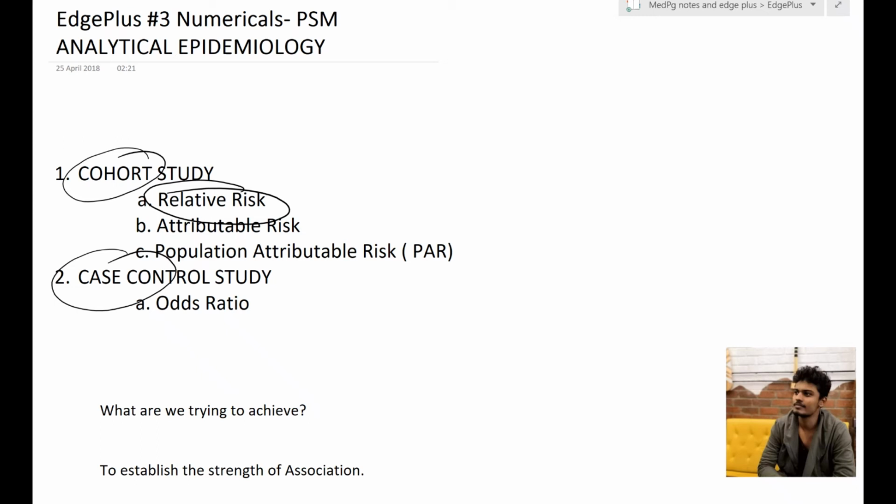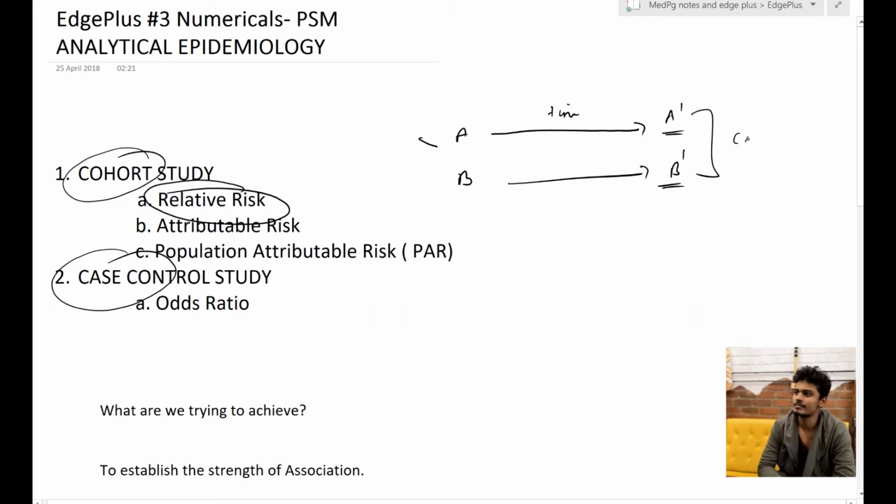Both populations may reach the end point, that is the disease called lung cancer. So you take two particular populations, population A and population B, and follow them up through a time period, to the outcomes at A dash and B dash, that is A to A dash and B to B dash. This may be the same outcome in both, lung cancer in this case. You follow up to find the outcome, and that is called a cohort study.